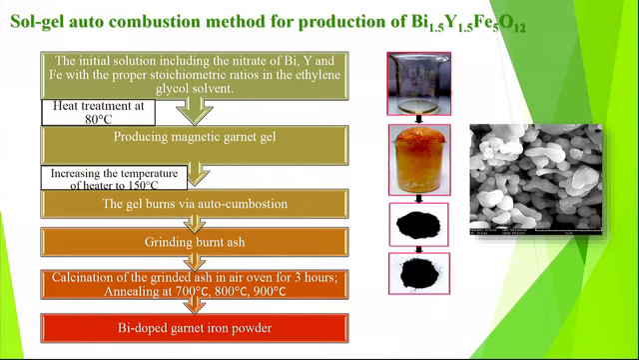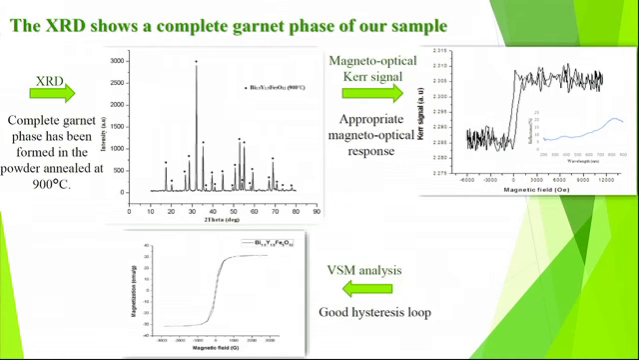In this study, we present the production of bismuth with the following formula by the sol-gel auto-combustion method. This method is simple and inexpensive, with a heat treatment at various annealing temperatures, as shown in this chart. The XRD analysis confirmed that complete garnet phase has been formed in the powder annealed at 900 degrees Celsius. So with this temperature and this method, it's suitable for the complete garnet phase to be constructed. On the other hand, magneto-optical Kerr measurement and VSM analysis show appropriate response of these magnetic powder samples. Thanks for your attention.